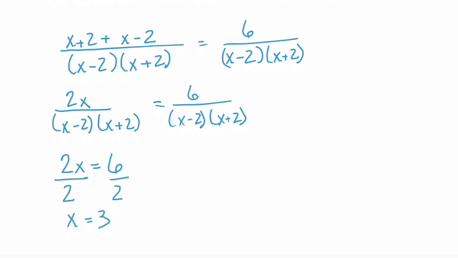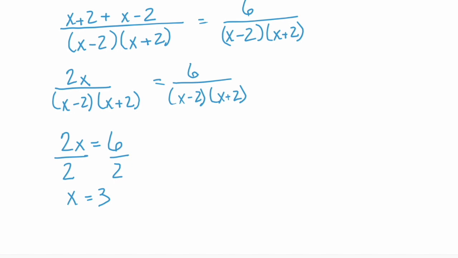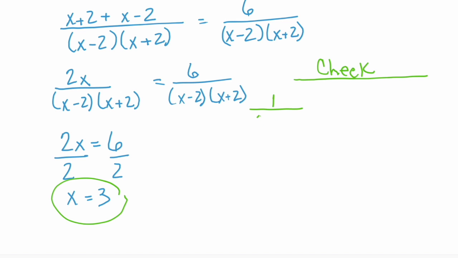The next step, and probably the most important step, is to go back and check that answer. Remember, whenever you have a rational equation or a rational expression, you need to make sure that your answer doesn't give you an undefined. So we don't want a 0 in the denominator. And this should be a pretty quick check. We have 1 over x minus 2, which is 3 minus 2, plus 1 over x plus 2, which is 3 plus 2, equals 6 over x squared minus 4.